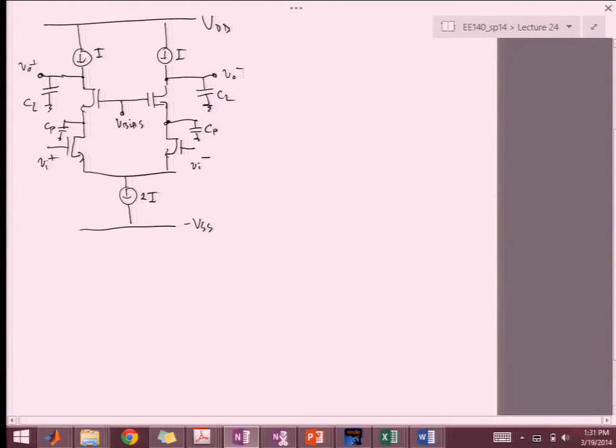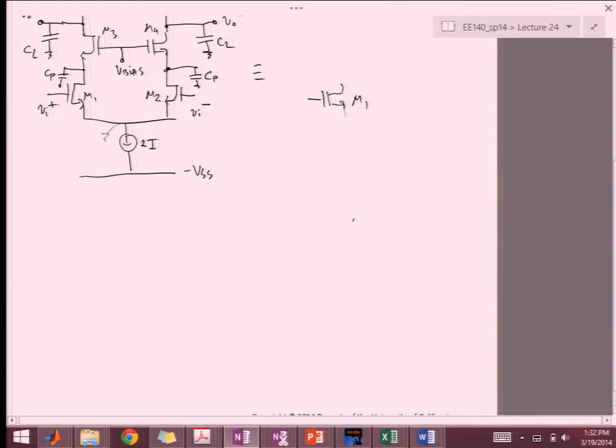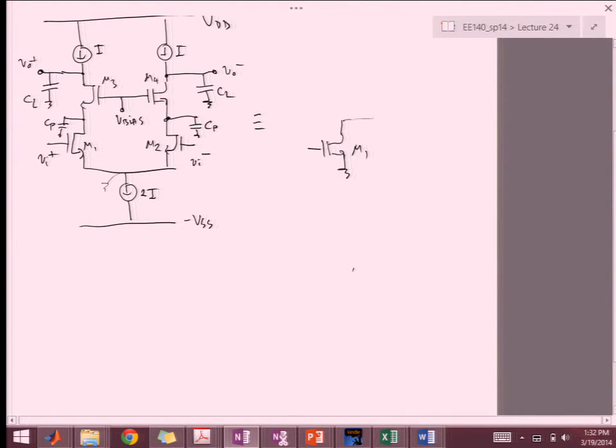Since this is fully differential, for differential input we can have a half circuit, right? So we will ground this node. So say M1, M2, M3, M4. We get something that's a familiar situation that we derived last time when we looked at two-stage amplifiers.